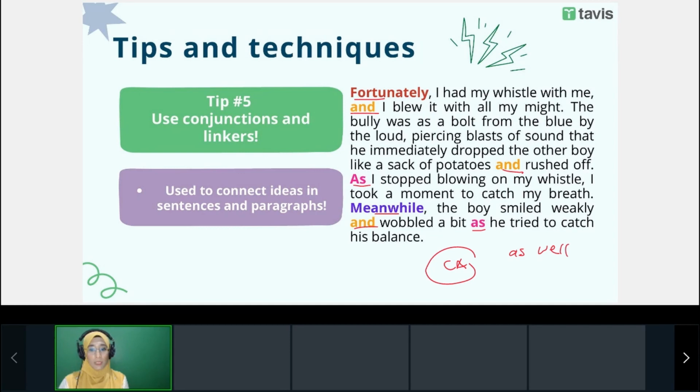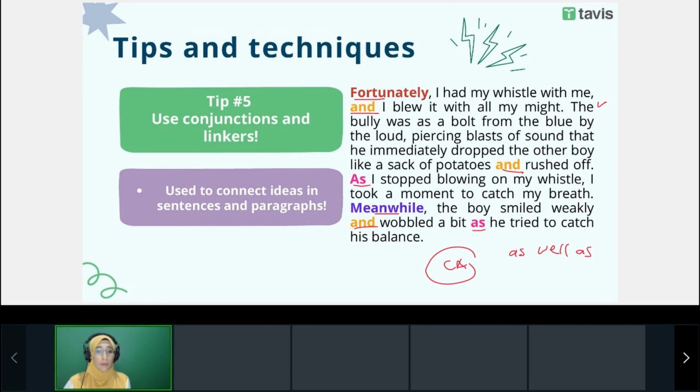But please make sure that it's suitable enough. Okay, like here, fortunately, I had my whistle with me and I blew it. Okay, fine. Consider first idea, okay. But let's say next one. He immediately dropped the other boy like a sack of potatoes. It cannot be as well as rushed off. Okay, but the most suitable one would be and as well. So it's acceptable, all right? It's acceptable, but make sure you don't repeat it over and over again.